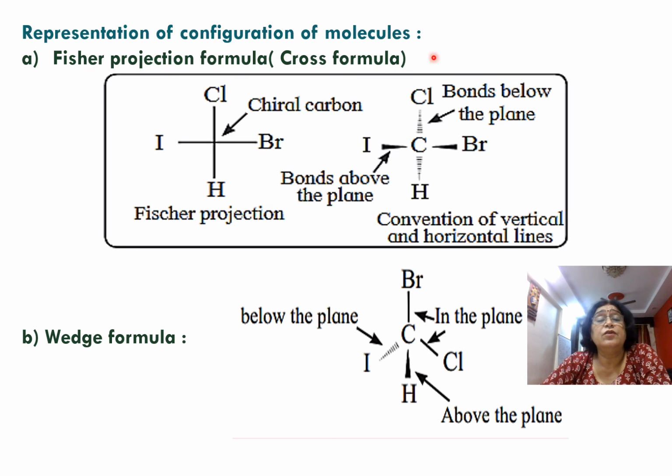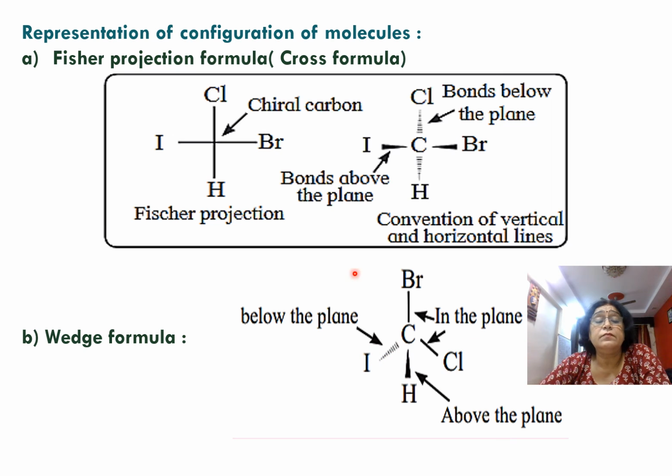Then representation of the configuration of molecules by the Fischer projection formula. If you have to represent through the Fischer projection formula, this is the wedge formula. So in the wedge formula, what do you see here? This is the chiral carbon to which four different groups are attached: bromine, chlorine, hydrogen, and iodine. Okay. So in this you see this carbon-bromine and carbon-chlorine are in the plane. This H is above the plane, and this I is below the plane. So above the plane is represented by the wedge solid line and below the plane is represented by the dotted line.